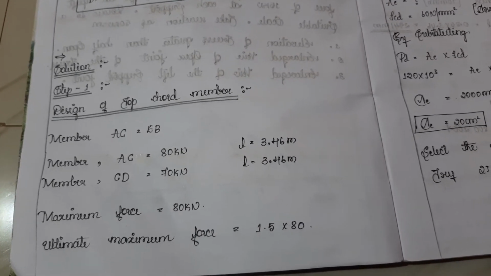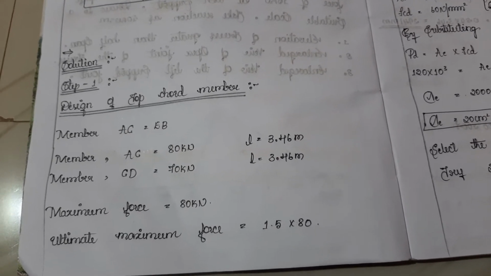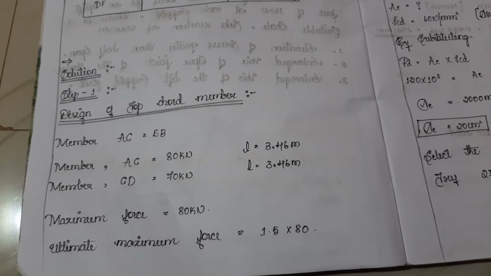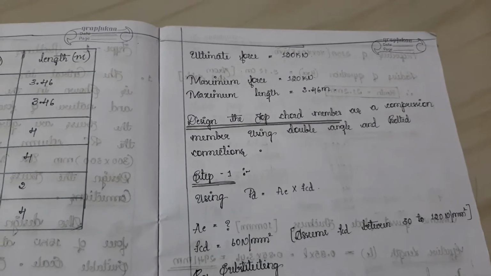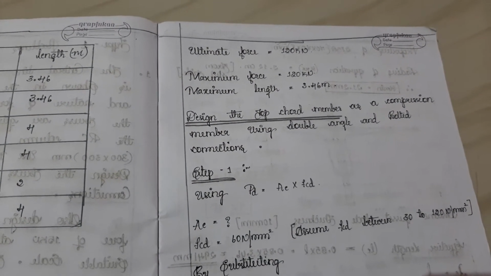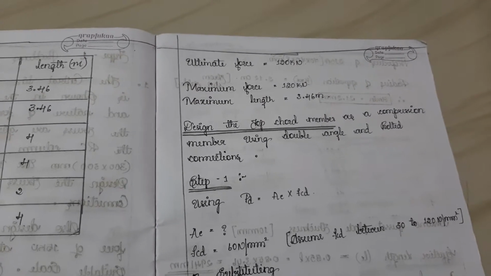So how do you calculate this ultimate maximum force? By multiplying the factor of safety. So the factor of safety is 1.5. So when you multiply this maximum force with 1.5, you get your ultimate force as 120 kilonewton. So the maximum force is 120 kilonewton and the maximum length is 3.46 meter.